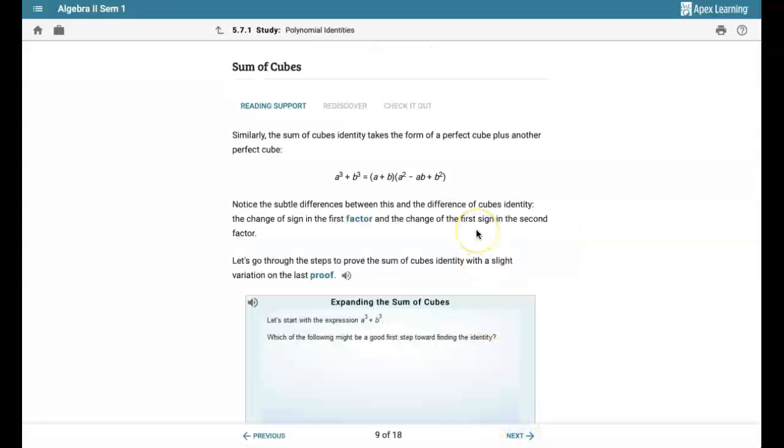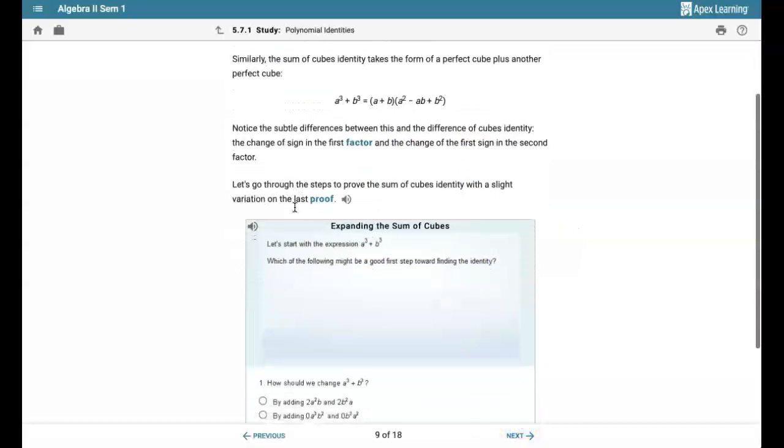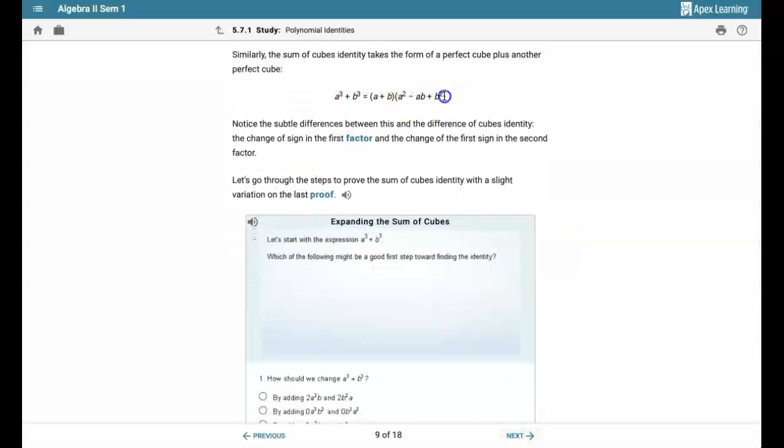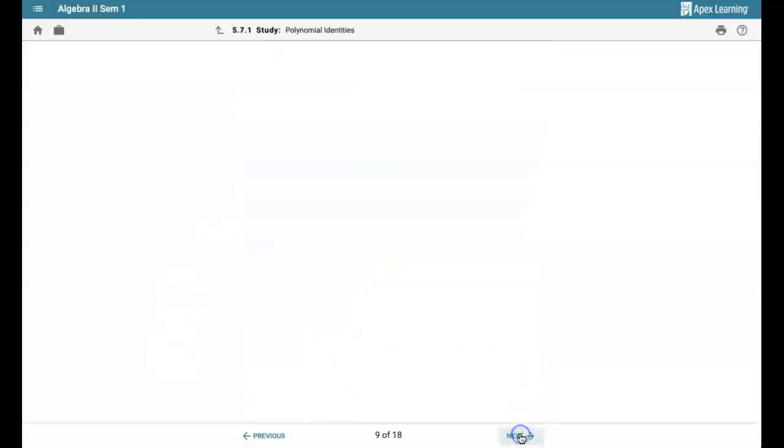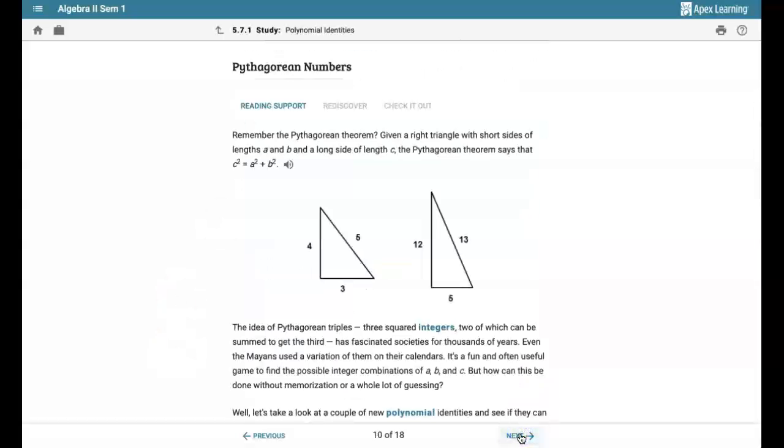So then here, instead of the difference of cubes, we have the sum of cubes. Again, the subtle difference here being that this is now a minus sign instead of a positive sign, and this one is now a positive instead of a minus. Skipping the steps here, it's the same thing there.